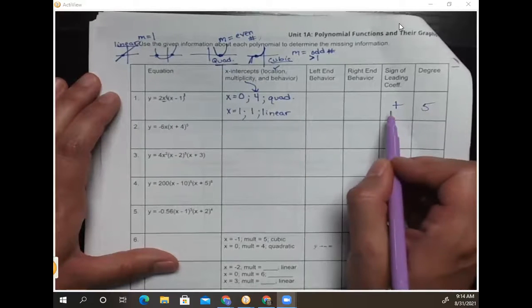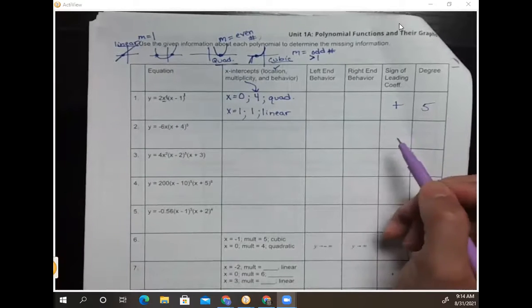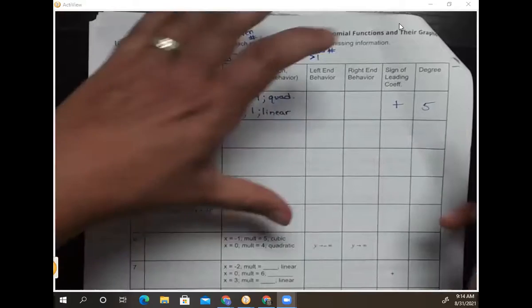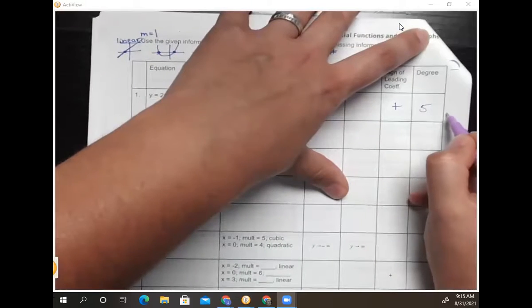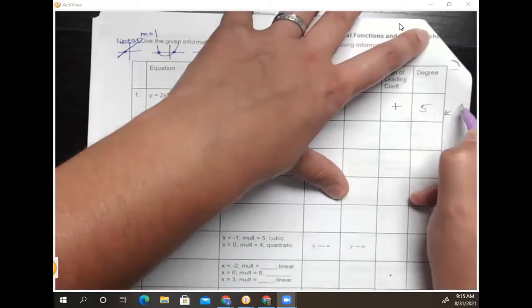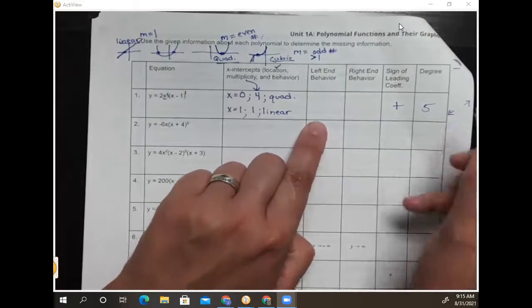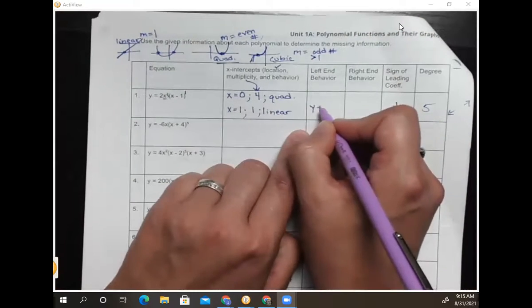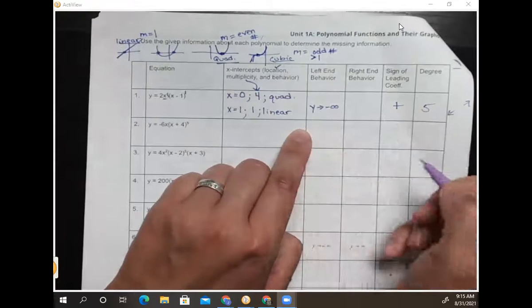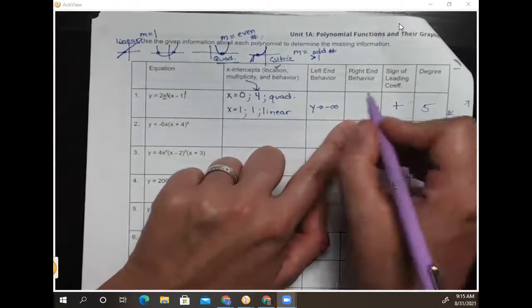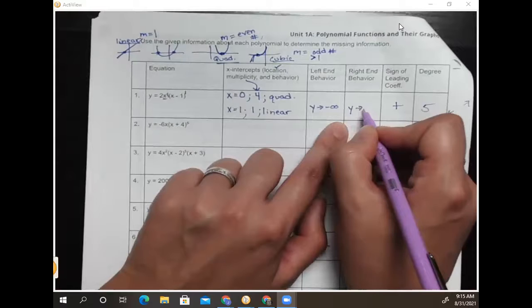So I've got a positive lead coefficient and an odd degree. Remember, odds go opposite. Since it's positive, I'm going to have a general trend up from left to right. So on the left side, my arrow is pointing down. That means y is going to go towards negative infinity. On the right side, my arrow is pointing up, so y is going to go towards positive infinity. So this is everything I can say right now about the shape of this graph.